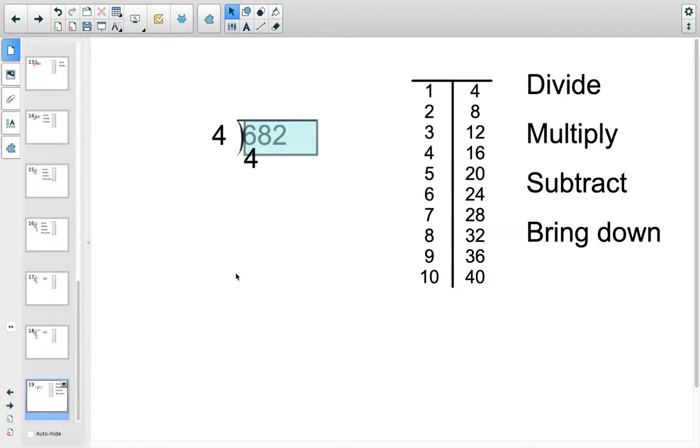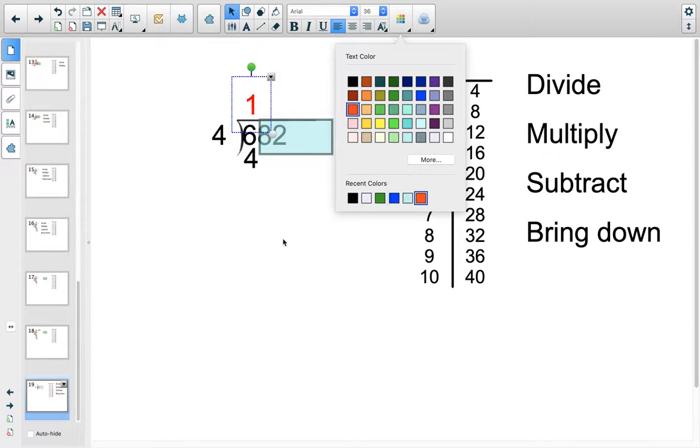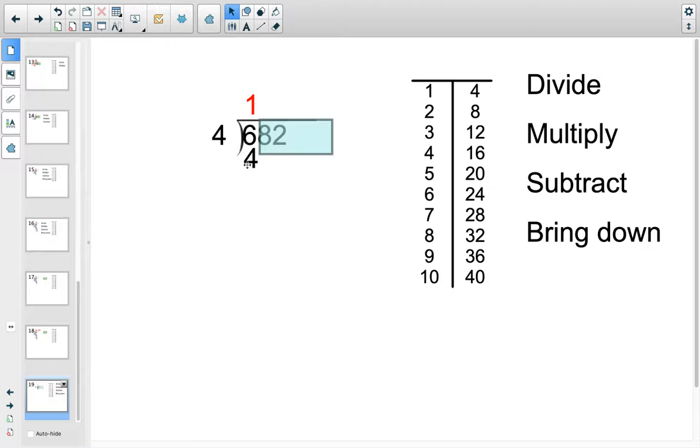So it goes in 1 time. So there's my 1, and I always put it above the number in the dividend that I've just used. I'm going to make it red so we can understand what we're looking at here. So now I have done the dividing piece. I've got 4 divided into 6 equals 1. All right, so that's the dividing piece.